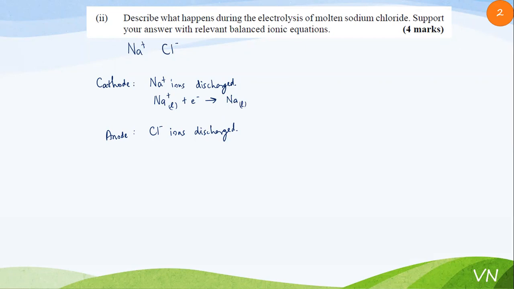At the anode, we're going to have 2Cl minus ions, in a liquid state, minus 2 electrons to form Cl2 gas. All right, so this is going to give you 4 marks. 1 mark for correctly identifying which ions are going to be preferentially discharged at each of the electrodes, and then we have another set of marks going for your equations here.